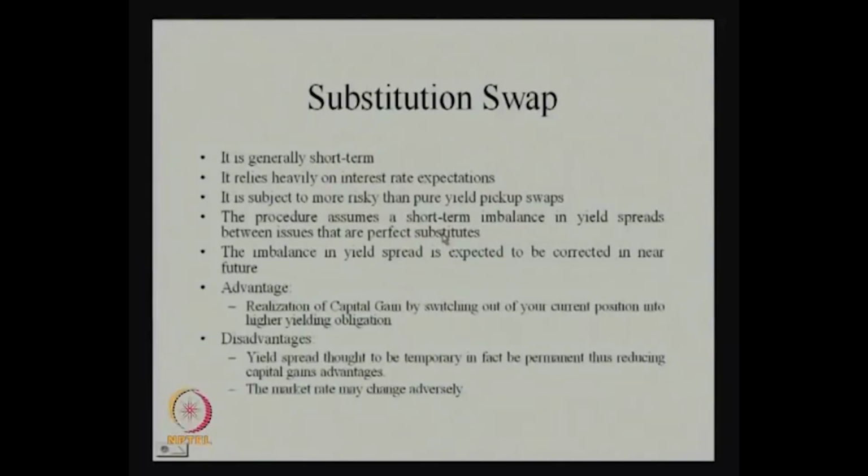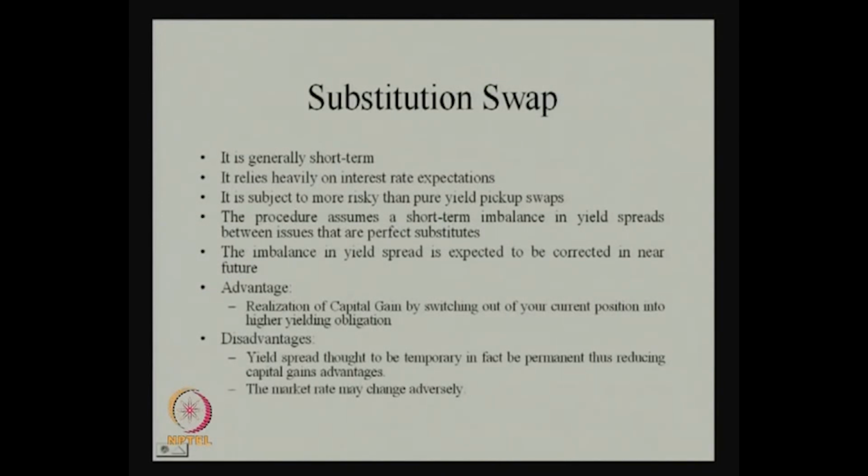Then if you talk about the substitution swap, it is generally short term in nature, it relies heavily on interest rate expectations, and it is more risky than pure yield pickup swaps. The procedure assumes a short term imbalance in the yield spread between issues that are perfect substitutes. The imbalance in yield spread is expected to be corrected in the near future. Then only the substitution between the two bonds is possible.